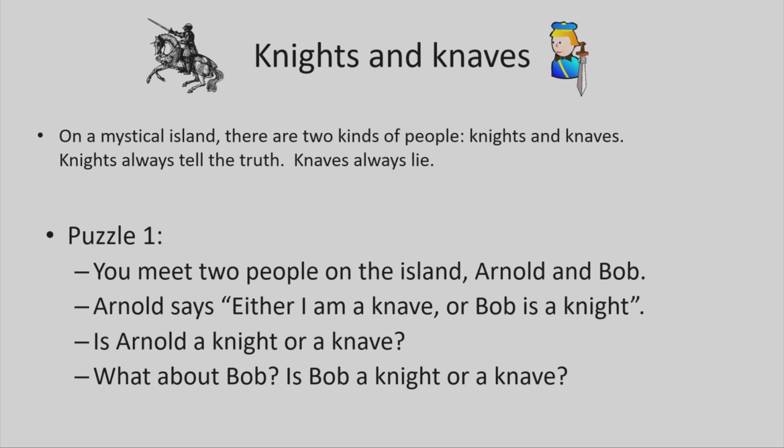So here is a puzzle. You meet two people from the island of knights and knaves. Let's say the first one is Arnold, second one is Bob. And you hear Arnold saying, either I'm a knave or Bob is a knight. So can you figure out from just the fact that Arnold said, either I'm a knave or Bob is a knight, whether Arnold is a knight or a knave? And would that give you enough information to know whether Bob is a knight or a knave? So let's try to solve this puzzle.